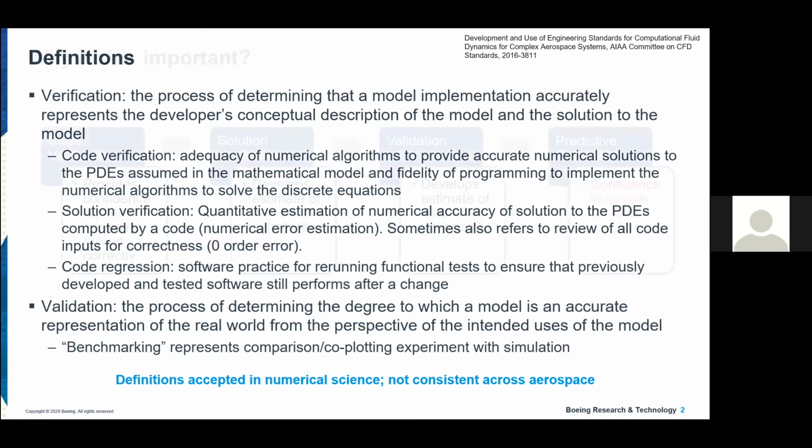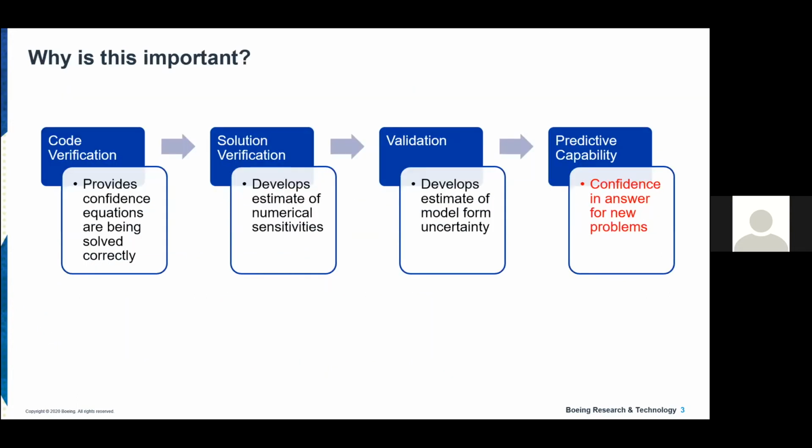So why is this really important? I've broken these down into a couple of steps. Code verification is what we've started to introduce, and this is making sure that the equations are solved correctly. Obviously we need to do this, especially as a code developer. Users will typically presume that that's taken place. Solution verification, as I've already indicated, is the responsibility of the user, because this is how we start to develop estimates for numerical uncertainties that should be applied to later data.